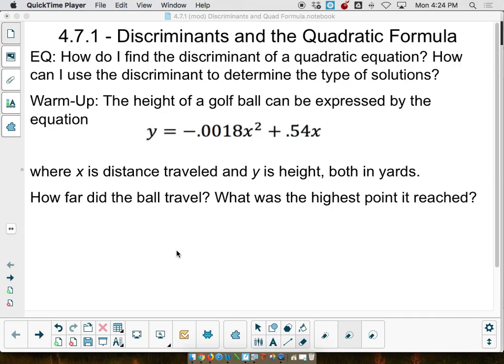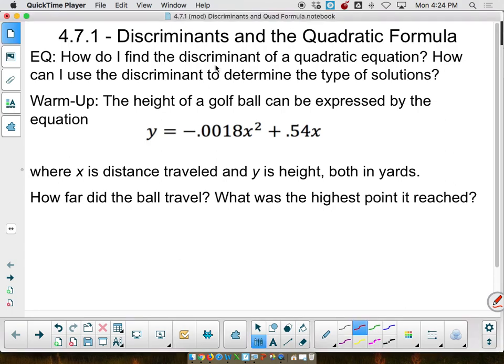This is section 4.7.1, which is talking about discriminants in the quadratic formula. Our essential question is: how do I find the discriminant of a quadratic equation? Here's our new vocab for the day. What is a discriminant? How can I use the discriminant to describe the types of solutions?